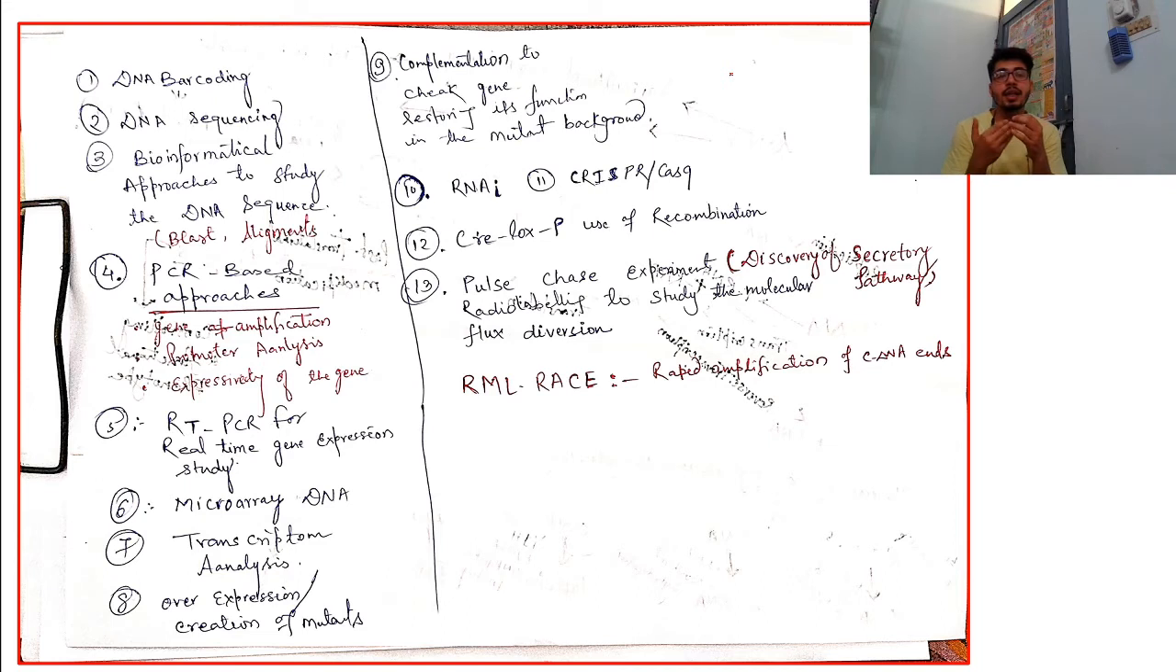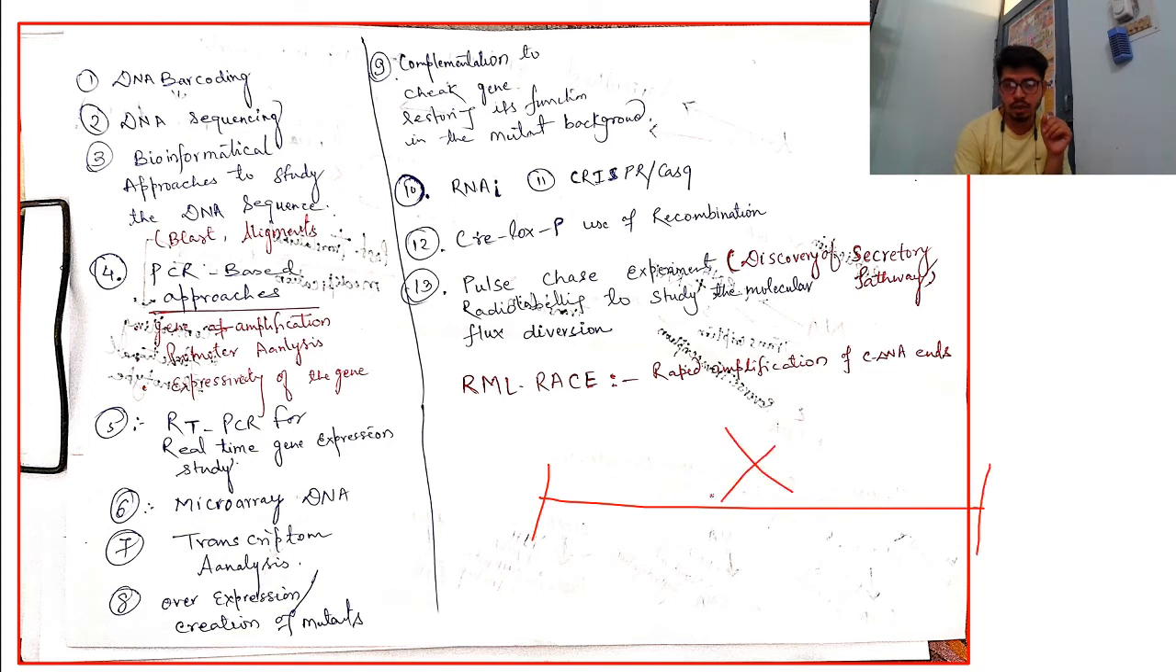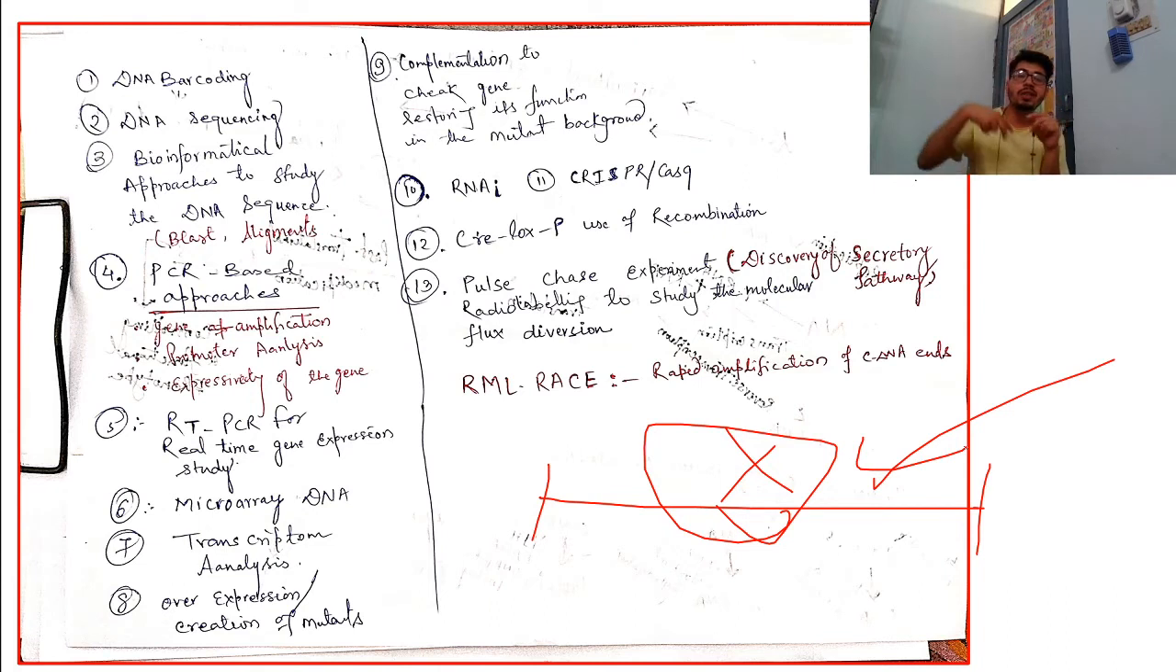सबसे पहले DNA barcoding. What is DNA barcoding? This is a taxonomic approach to study the evolutionary relationship between different genomes. And DNA sequencing. If you have cloned a gene X, you have to validate whether this gene is X or not. So what will you do? You will just sequence it.